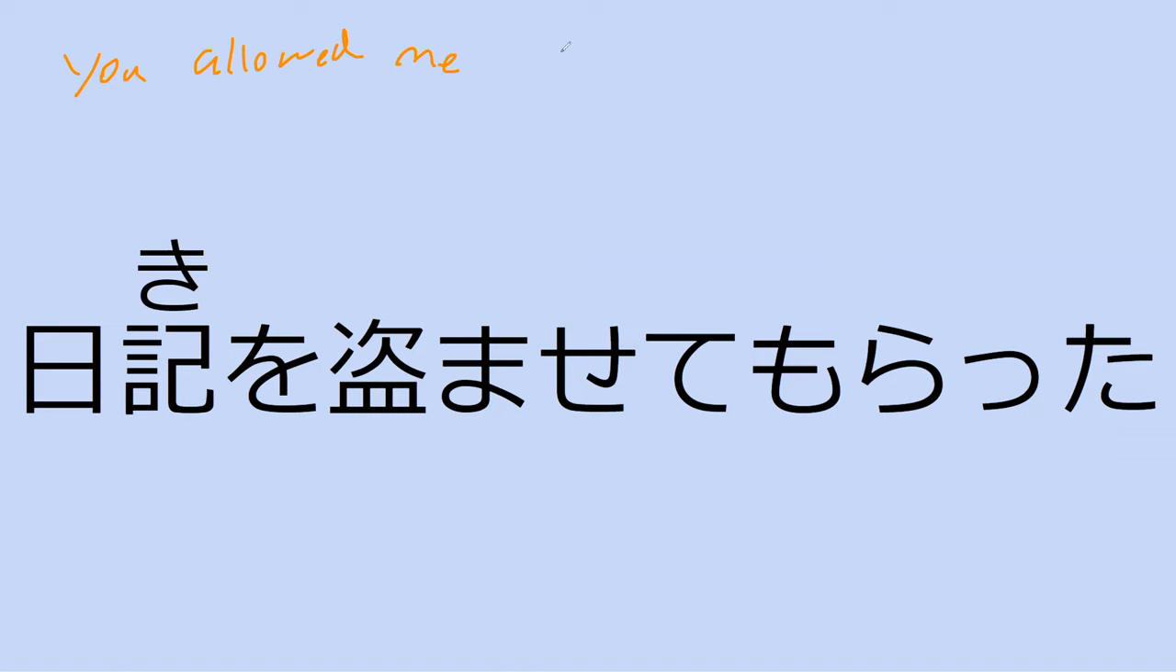Can you read the sentence for me? Nikki o nusumasete moratta. We're saying that I was able to grab the diary. That's probably how we would say it in English. Basically, I was able to steal the diary. But literally, it's you allowed me to receive the diary via stealing.